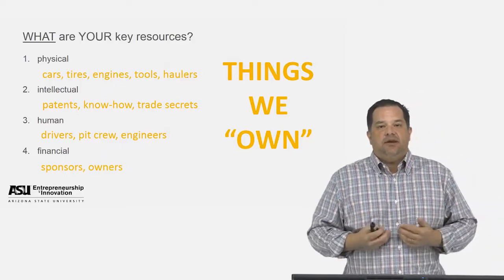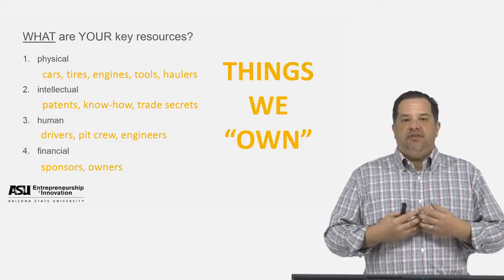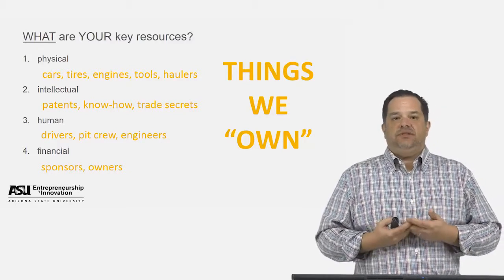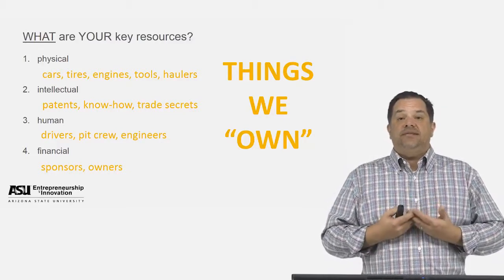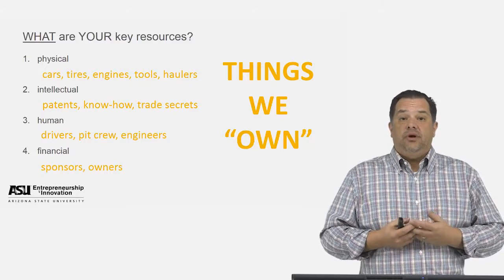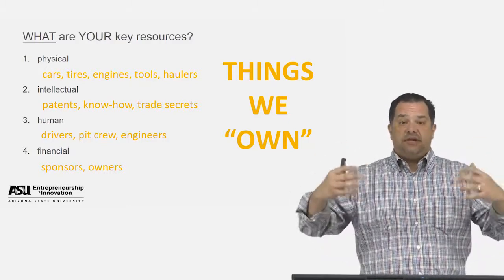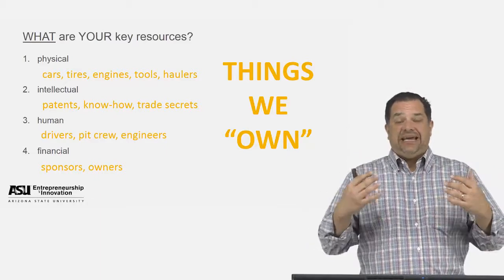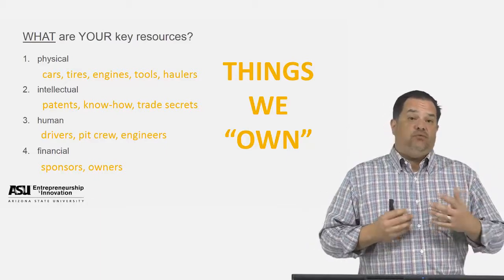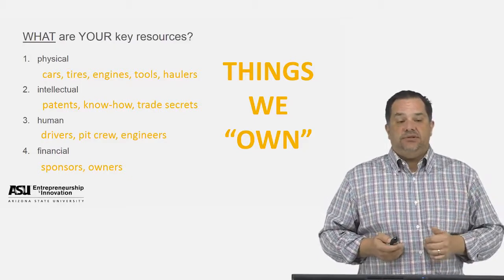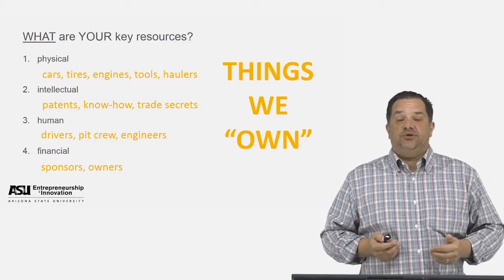So what we talk about in key resources are things that we own. They're physical things, intellectual things, human things, and financial things. All of these things that we own are internal to our company. These are the things that we have to have in our company if we're going to be able to perform, if we're going to be able to provide a value proposition to our customers.